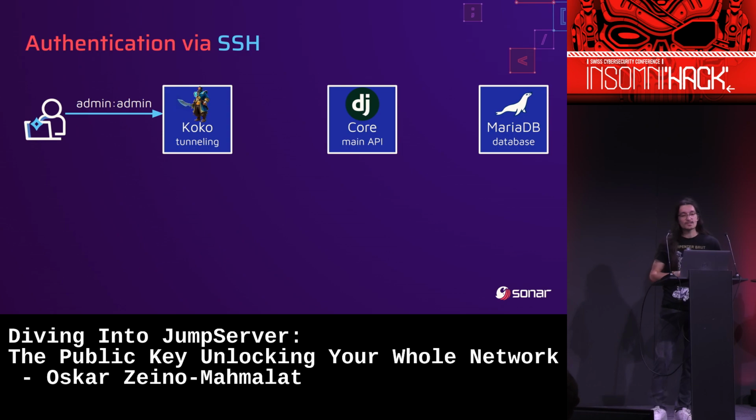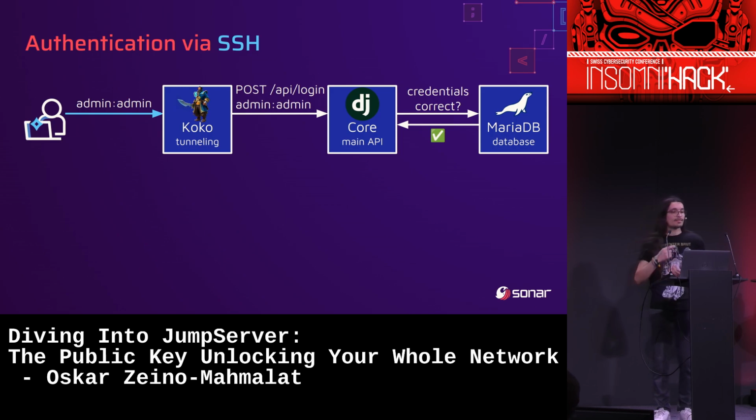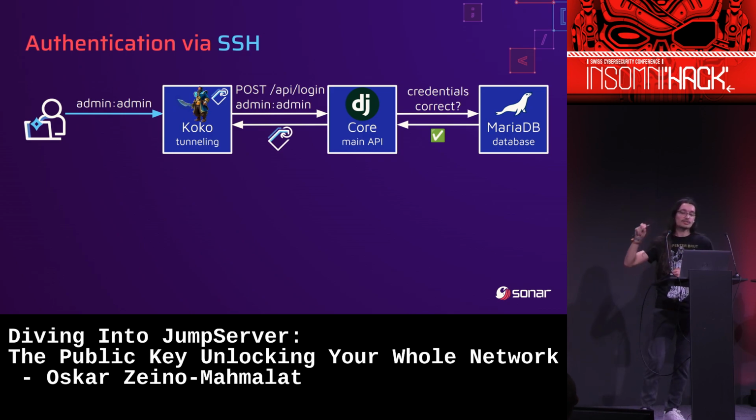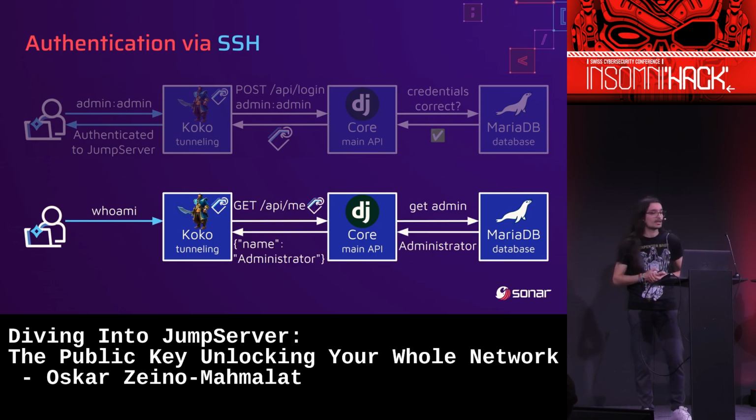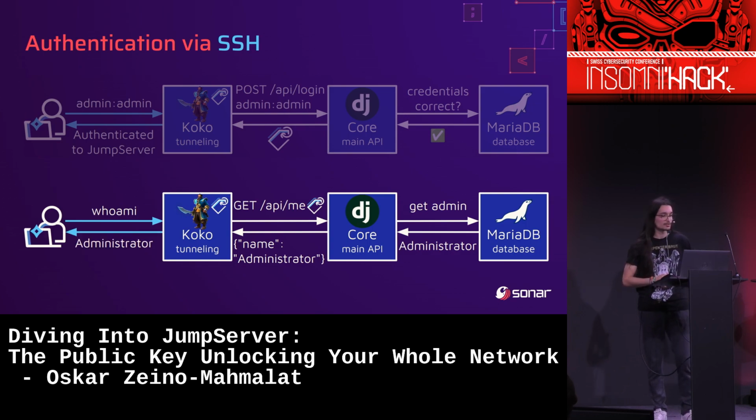So what they do instead is the user connects to the Cocoa container with username and password, and the Cocoa container will do the login API request instead. So it will request to the core API, saying, hey, is this username and password correct? And if so, it gets a session token back. Now this session token is stored inside the Cocoa container and it will hold onto it. So later on, when I as a user want to do something in JumpServer, it will just associate the session token with the current SSH session and can proxy these requests for me to the main API. Like, hey, okay, what's your name? And I get it back over the SSH session.